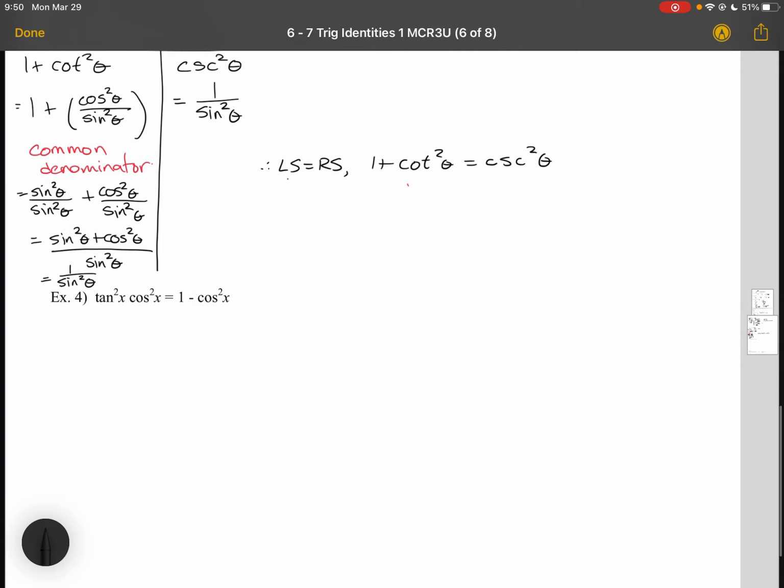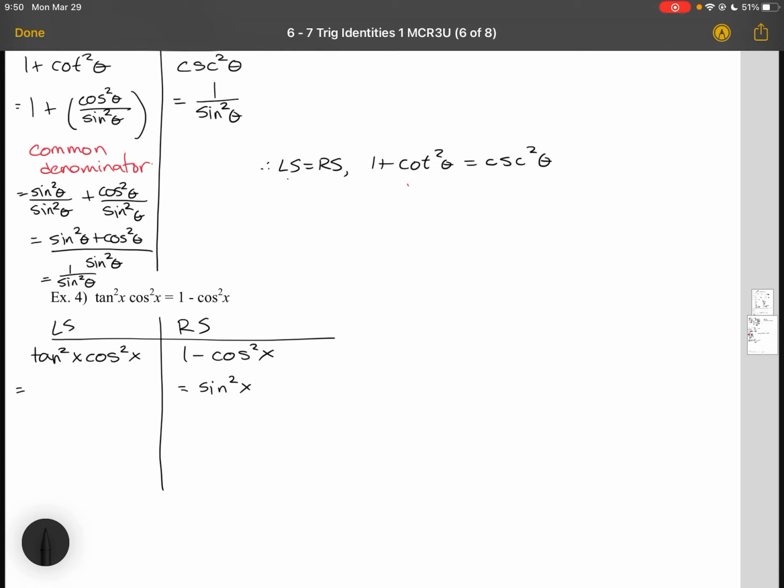Let's do one more example. Lots of squareds here. I've got tan squared x cos squared x equals 1 minus cos squared x. So first thing I'm going to do is split up my sides. I've got my left side and my right side. Here I've got tan squared x cos squared x, and then on the right-hand side I've got 1 minus cos squared x. Okay. So what do I know about the right-hand side here? Well, I know that 1 minus cos squared x is actually going to be equal to sine squared x because of the Pythagorean theorem identity.